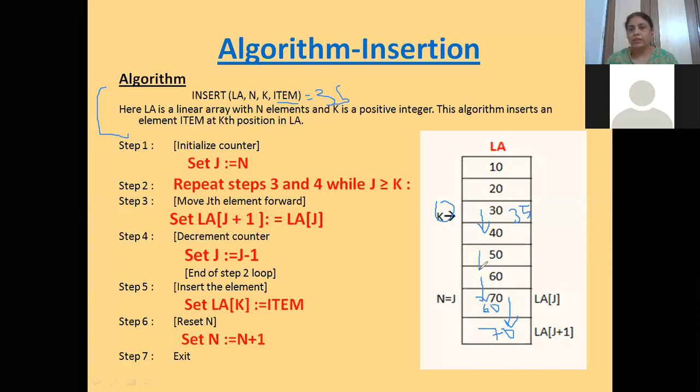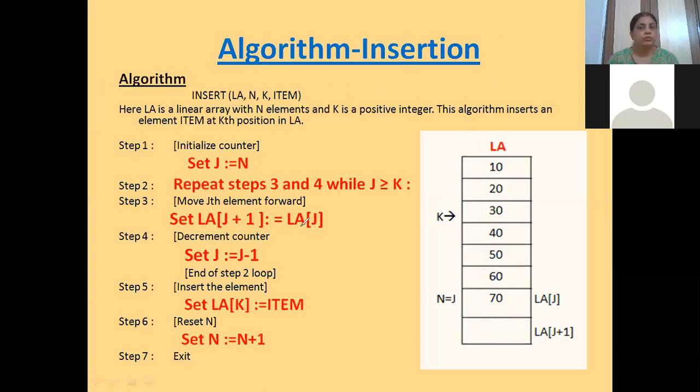Okay. So this way, now this place, we have copied. Now we can copy 50 here, here we can copy 40, and here we can copy 30. After moving all the array elements one location down or one location forward, at this place now we can add ITEM. Understood?